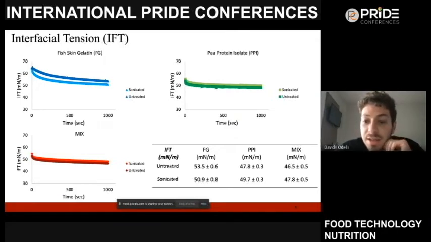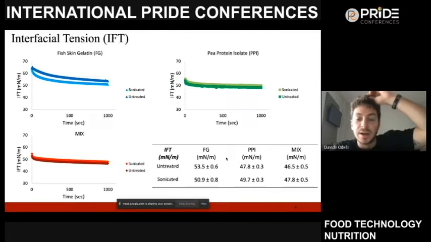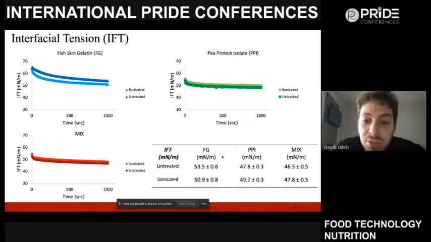And here we can see that the lowest values were reached when the proteins were mixed, while the highest values were reached with the fish gelatin protein. Another consideration is that the ultrasound treatment only modified the interfacial tension values of the fish skin gelatin, improving them by reducing the overall values, while there wasn't a significant difference for both the pea protein and the mixed proteins.